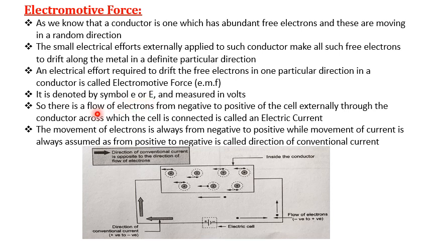So here it is given that there is a flow of electrons from negative to positive of the cell externally through the conductor across which the cell is connected, called an electric current. The movement of electrons is always from negative to positive, while movement of current is always assumed as from positive to negative, called the direction of conventional current. See, this is the direction of conventional current, from positive to negative. And this is the direction of flow of electrons, from negative to positive. This is the electric cell.